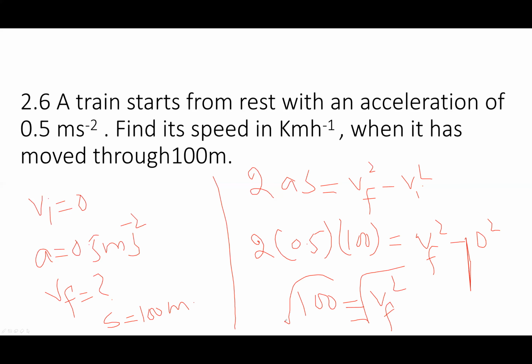So vf is equal to 10 meter per second. Now we have to convert this 10 meter per second into kilometer per hour. So 10 multiplied by 3600 divided by 1000. Divide by 1000 for meters and multiply by 3600. So you will get 36 kilometer per hour.